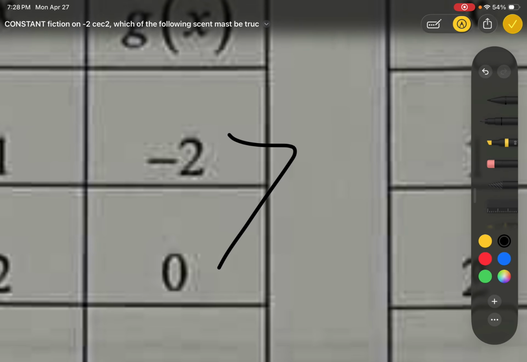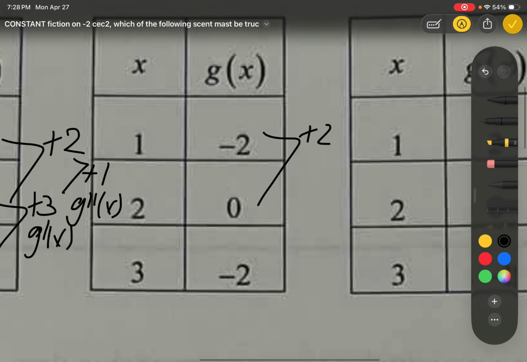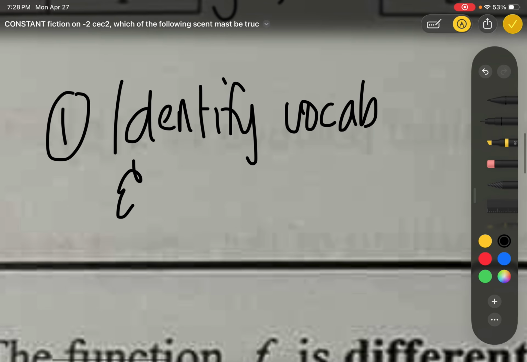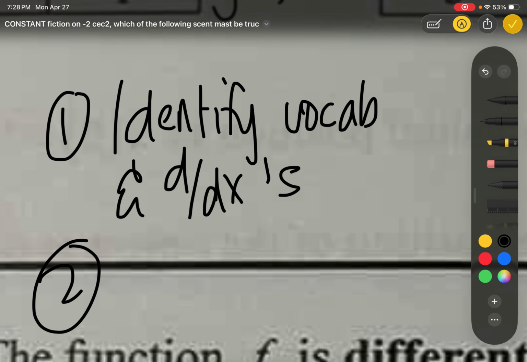From negative 2 to 0, you're going plus 2. Then from 0 to negative 2, you go minus 2. So there is a point where g prime is less than 0, so let's stop. How about here? 2 to 0, you're going minus 2, so let's stop. Can't have any negative slopes. From 2 to 0, same thing, negative 2. Stop there. So our first step, identify vocab and derivatives. Then 2, find matching slopes.